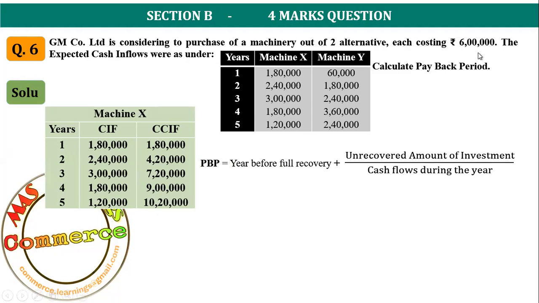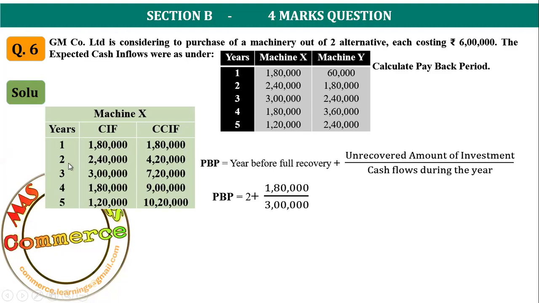How much amount do you have to invest? 6 lakh is the cash outflow. In which year are you going to recover all 6 lakh? That is in the third year. So the year before full recovery is what? 2 years. 2 years plus the unrecovered amount.